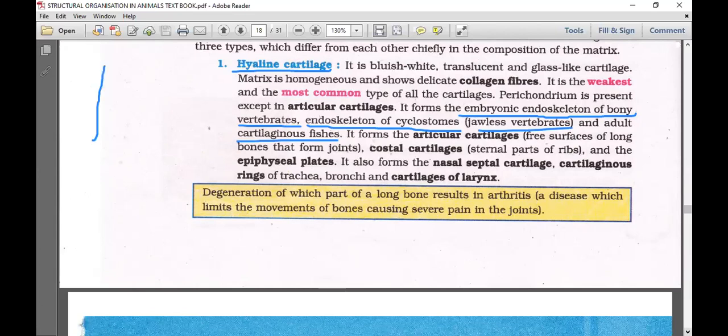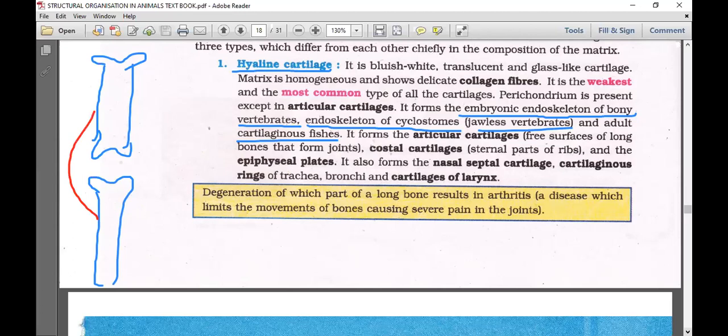Let us draw two long bones to understand this much better. This is a bone, and this is another bone. These two bones are joining. Here it is like this. Ligament, you know this. The two bones join each other by ligament. So where is our hyaline cartilage? That we need to locate. The hyaline cartilage is on the free surfaces of the long bones that form the joint. The black color I am using, that is hyaline cartilage.